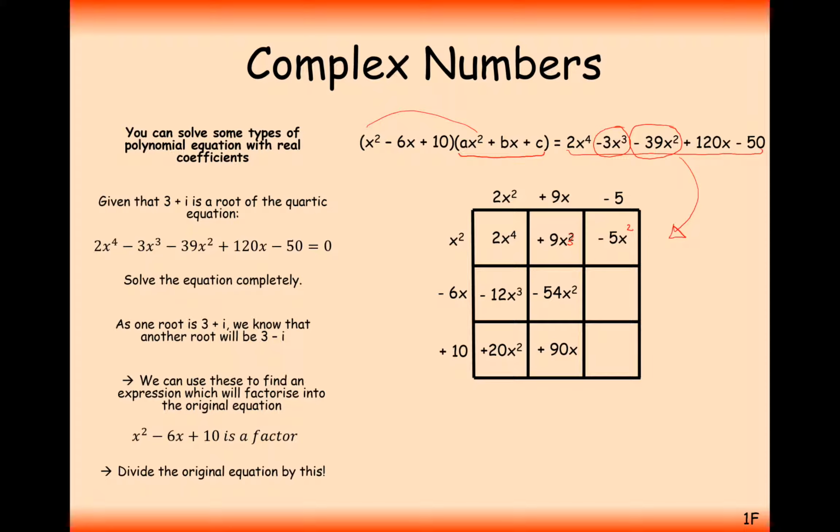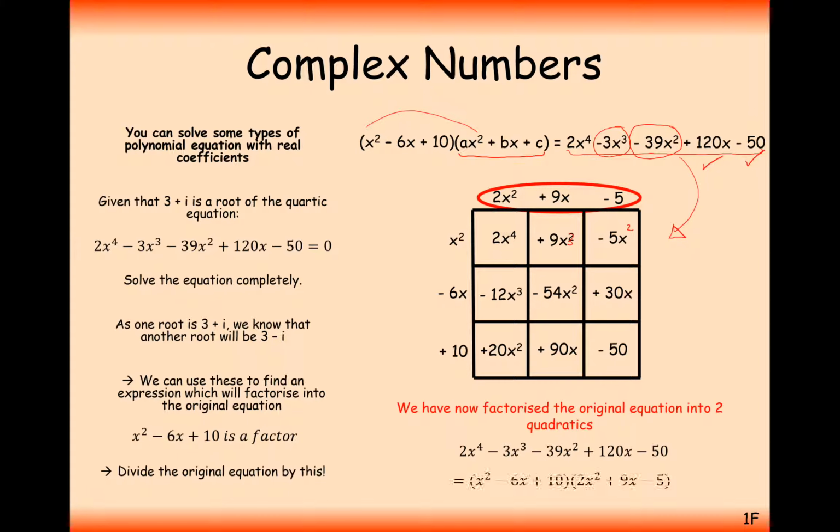So now expand in the brackets to get plus 30x and minus 50. That good, we've got a minus 50 there, and we have got plus 120x in total when we add up these two cells here. So great, we've factorised our quartic equation into two quadratics, and our answer appears at the top here. Our original quartic can be factorised into x squared minus 6x plus 10. We already knew that part, but the other part that it will factorise into is 2x squared plus 9x minus 5.